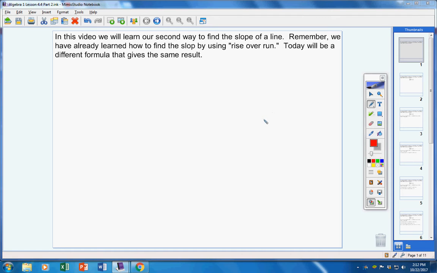Okay, Algebra 1 students, in this video today, we will learn our second way to find the slope of a line. Now remember, we have already learned how to find the slope by using rise over run. Today, we will use a different formula that gives the same result.